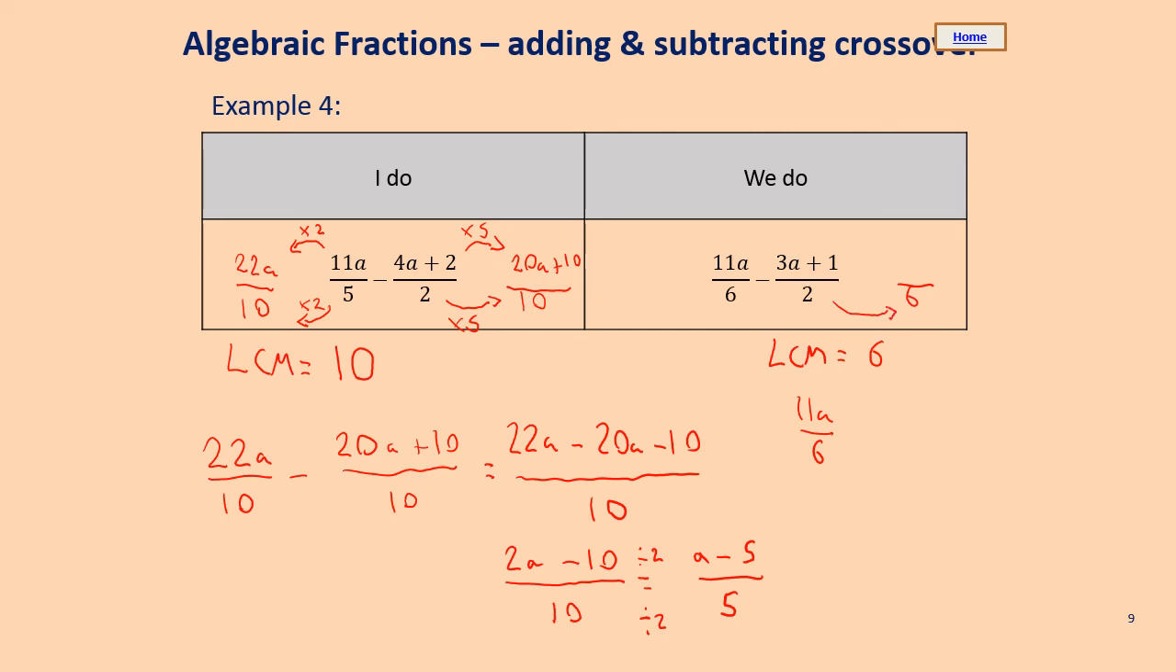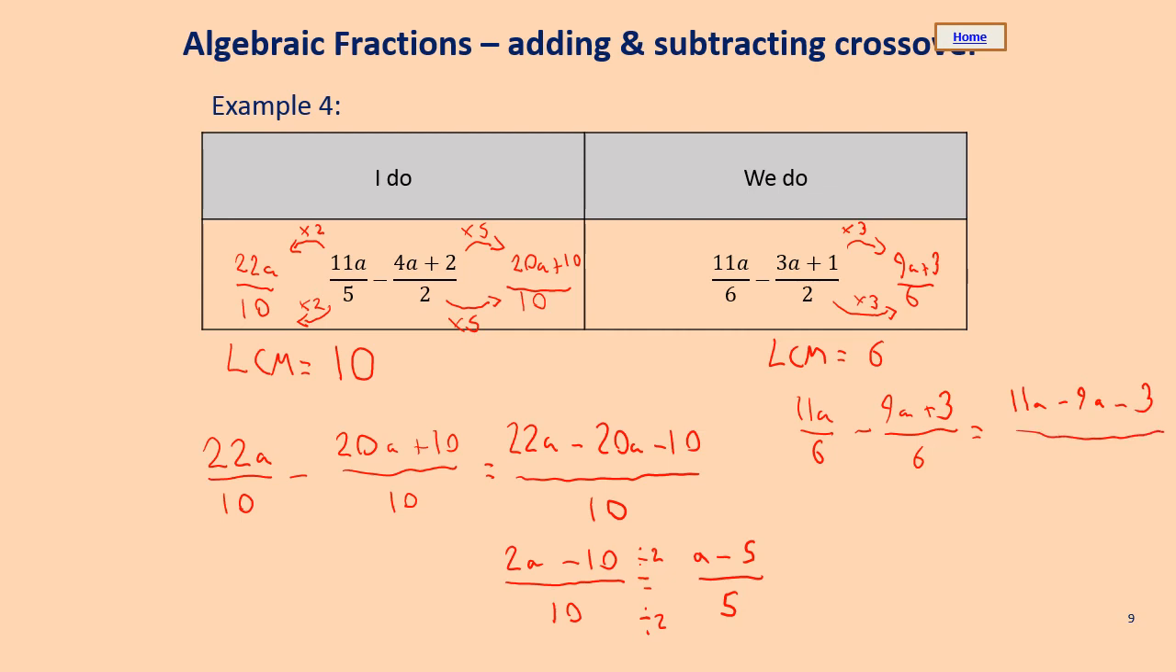So we've times the bottom by 3, we need to do the same to the top. So 3a plus 1 times 3 gives 9a plus 3. And we're subtracting these fractions, so 11a over 6 minus 9a plus 3 over 6. Write those two as one fraction, we get 11a minus 9a minus 3.